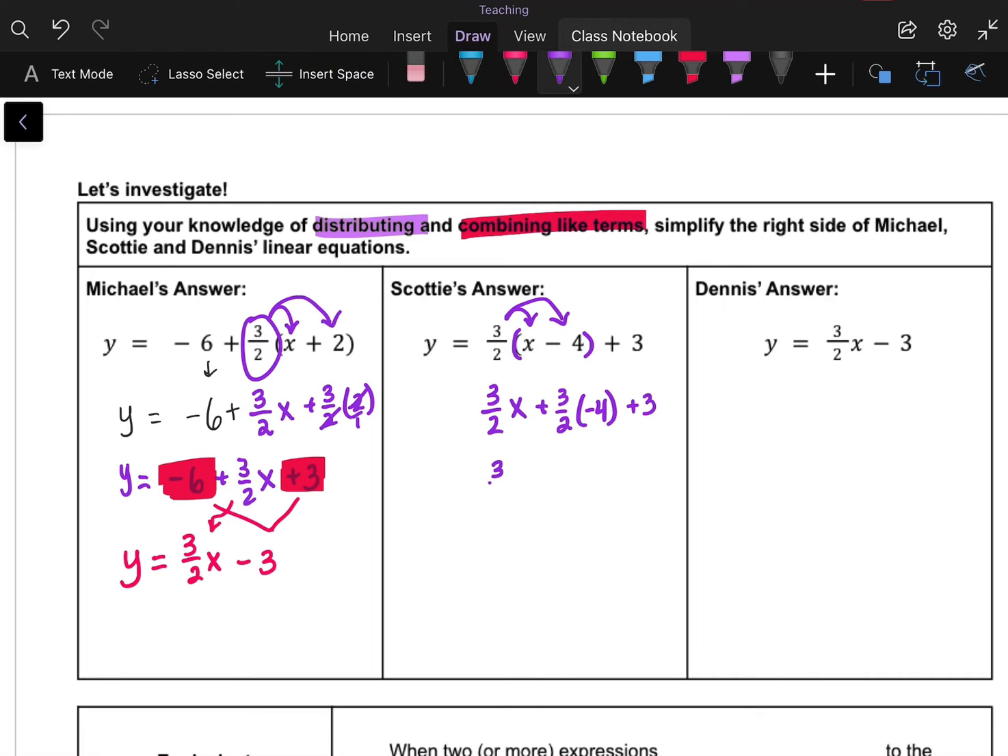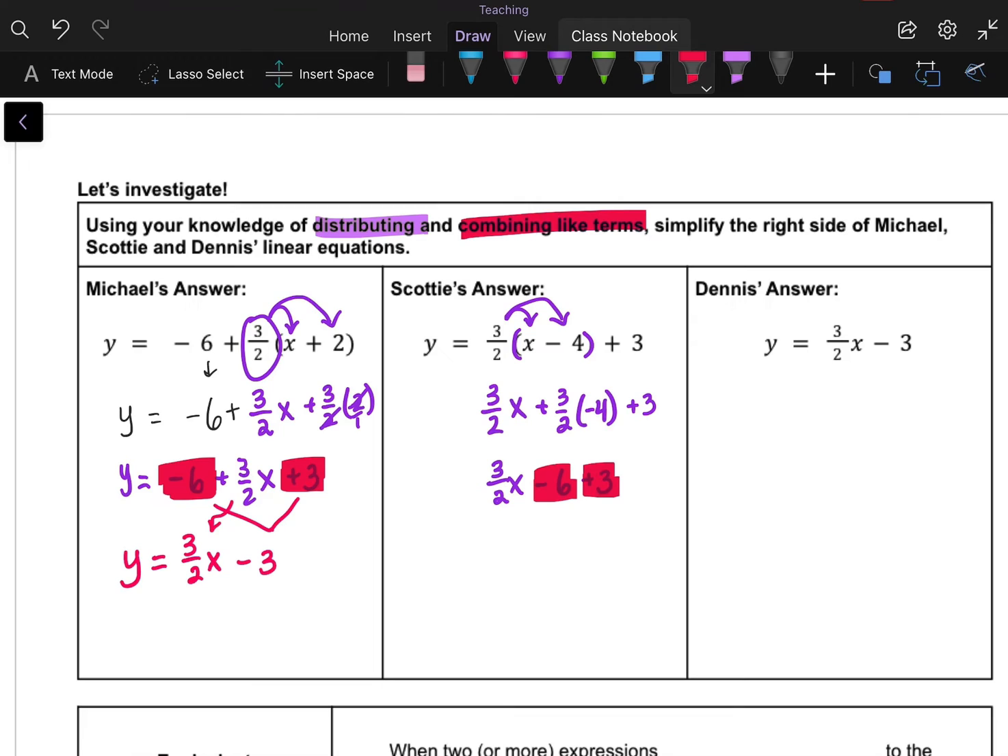Let's go ahead and simplify this by multiplying our 3 over 2 times negative 4. You should get negative 6. You can plug that in your calculator as well. So negative 6, and then we'll have plus 3 on the end. Again, that doesn't change, so we carry that down. All right, and now all we have to do is combine like terms.